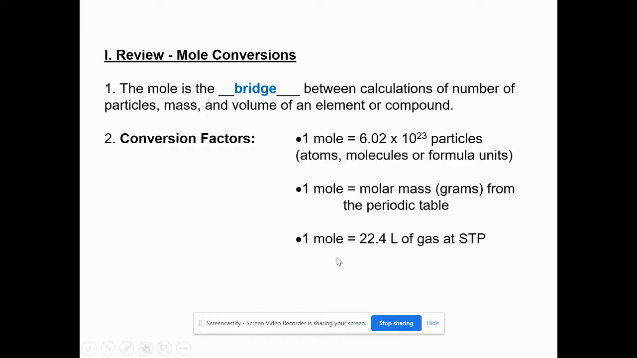And we just reviewed in this chapter that at conditions of STP, which are 0 Celsius and 1 atmosphere of pressure, 1 mole of any gas occupies 22.4 liters. If I change those temperature and pressure conditions, the amount that it will occupy will change. But for all our problems, we are going to assume that we are at STP and that 1 mole of any gas occupies 22.4 liters.